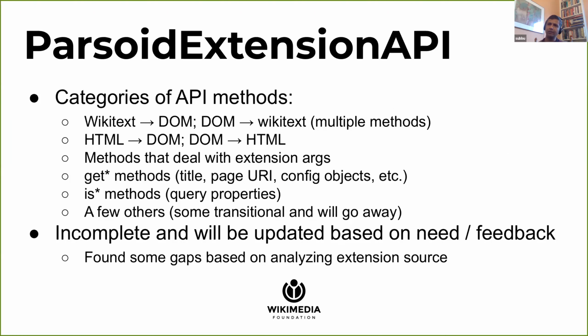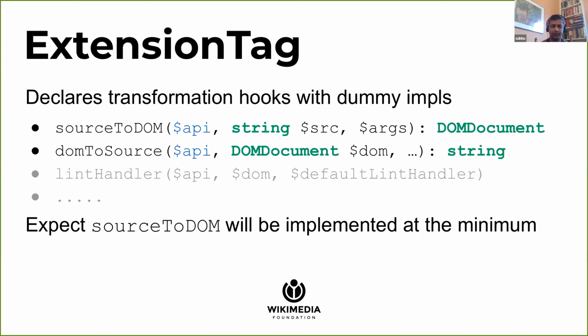So as part of the implementation of your extension tag, especially if you're dealing with Wikitext, you may want to parse Wikitext, or otherwise you may need to convert HTML to DOM, or you may need to get information about the config and so on. All this happens through the ParsoidExtensionAPI object. This is the blue API argument in the transformation hooks.